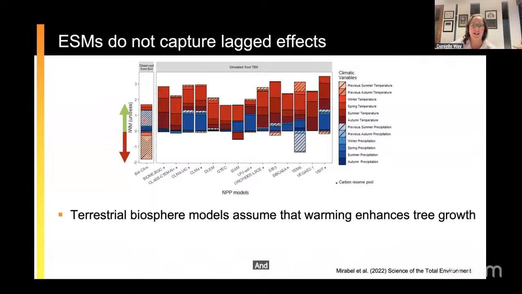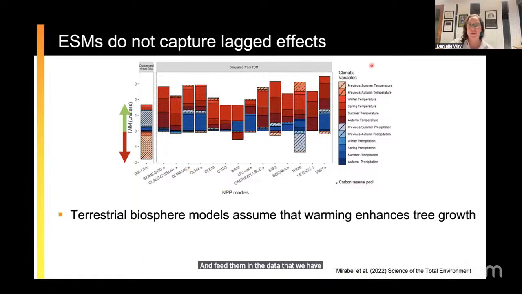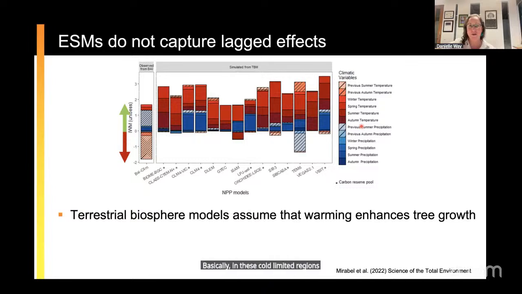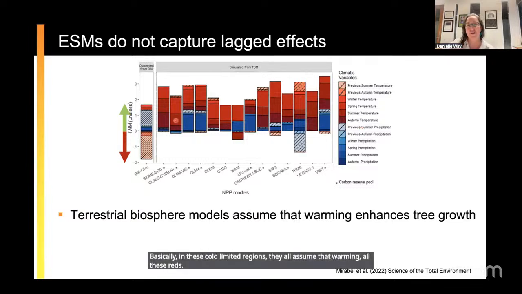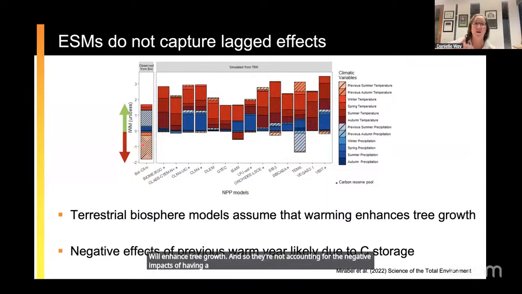And what I think you can see really clearly is that when we look at different models, these different terrestrial biosphere models, and feed them in the data that we have and ask them to make predictions of how climate will affect the growth of these trees, basically in these cold limited regions, they all assume that warming, all these reds, will enhance tree growth. And so they're not accounting for the negative impacts of having a warmer year on growth next year. And again, we think this is because they're not able to account for carbon storage and the difference between when carbon is stored and when it's used in these species that grow in this perennial way.